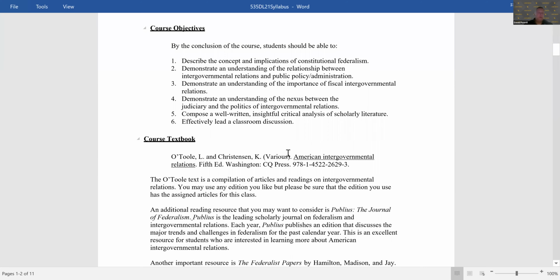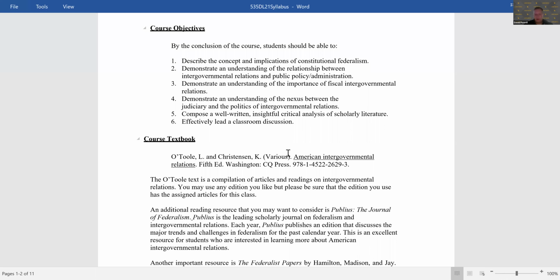In addition to the O'Toole textbook, which is really a compilation of articles on intergovernmental relations, I've also provided for you some articles on our Beachboard site, and so you'll be reading those articles as well. Then another good resource for you is the primary journal in federalism, which is called Publius. It's Publius, the Journal of Federalism.